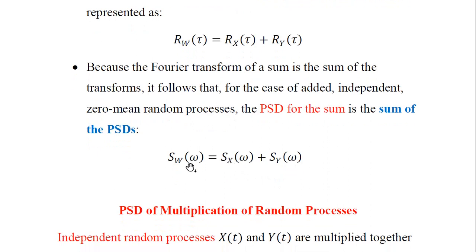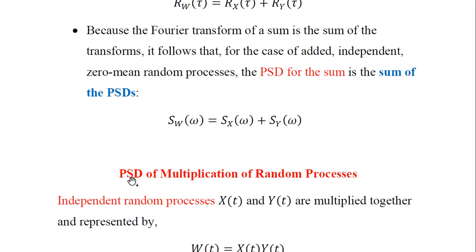So for the resultant random process w, its power spectral density can be simply obtained by adding the power spectral densities of the individual random processes which are being added together.